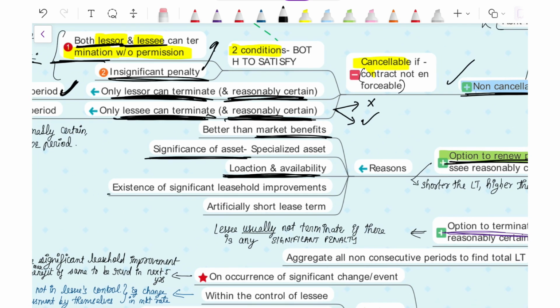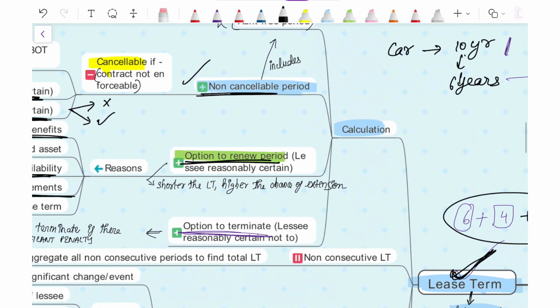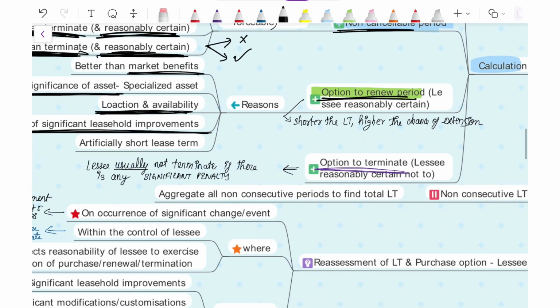And suppose there is the existence of a significant leasehold improvement. Suppose the lease term is 5 years, and at the end of the third year, you have made some major improvement to the asset, and the benefit of that improvement you will only get over the next 5 years. So in this case, in the next 2 years, you will not stop the contract, because you are still going to get the benefits for the next 5 years, right? So for 5 years, you will extend it. Reasons like these can be why the lessee wants to renew the period.